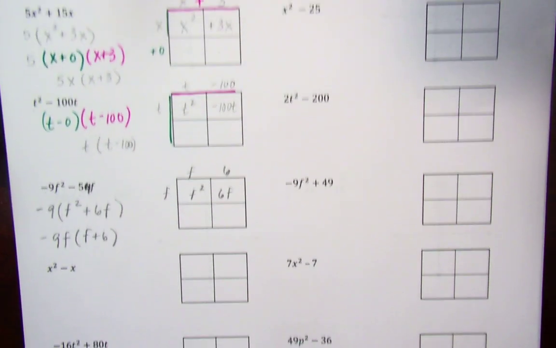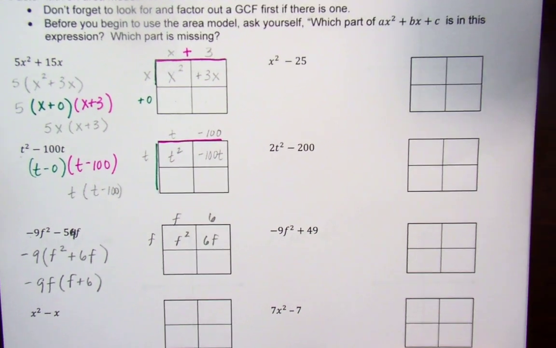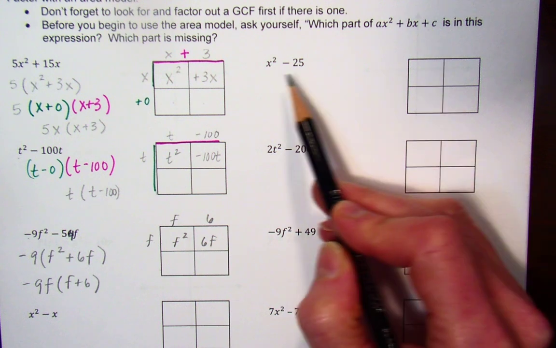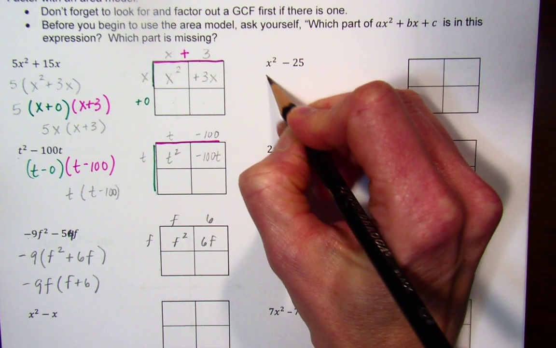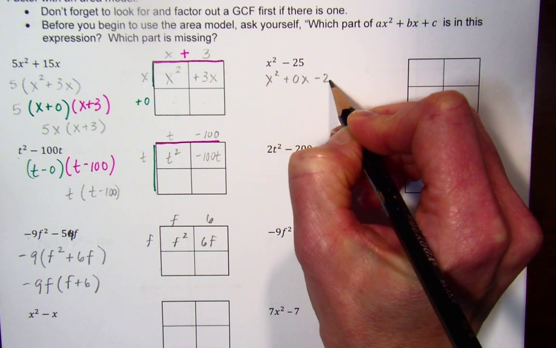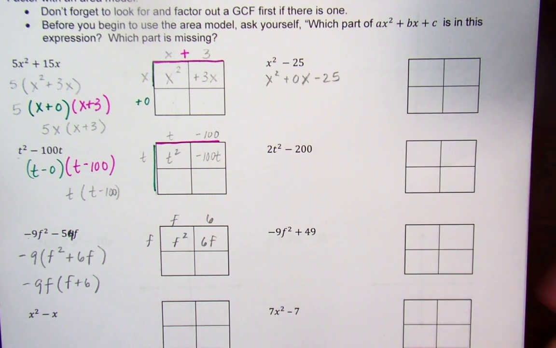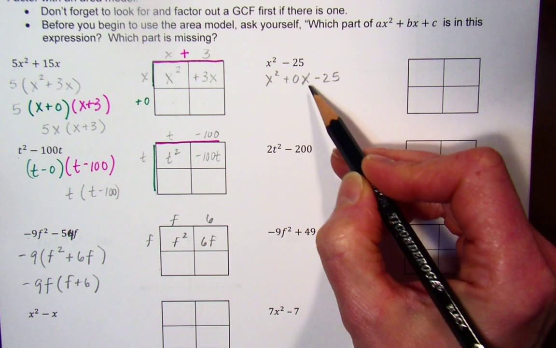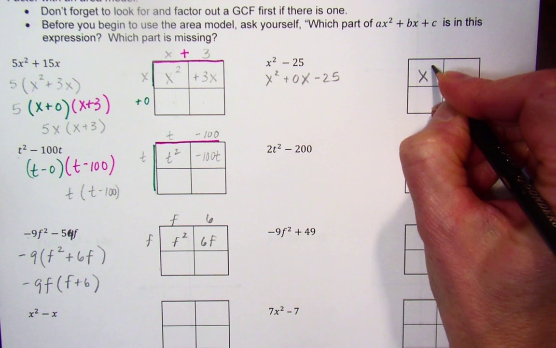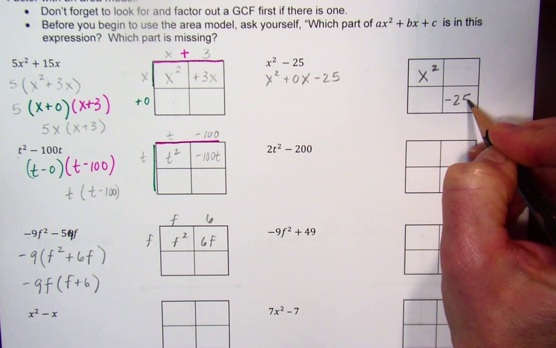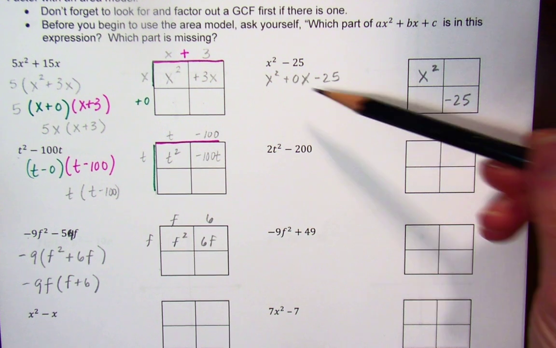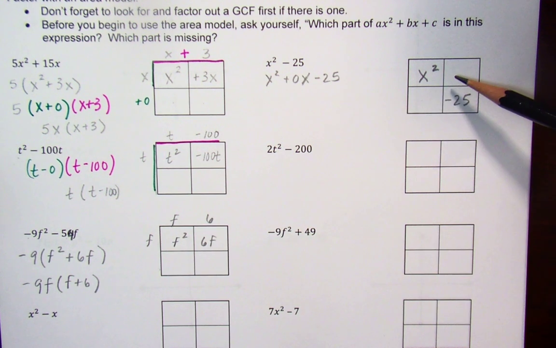Let's go to the next column. In this case, when I think about ax squared plus bx plus c, and I look at this, it's like saying x squared plus nothing x minus 25. There is no middle term here with an x without an exponent. That's okay, no big deal. I'm going to put x squared here. I'm going to put minus 25 here. I'm going to leave these two blank because there were no middle terms here to put in these spots.